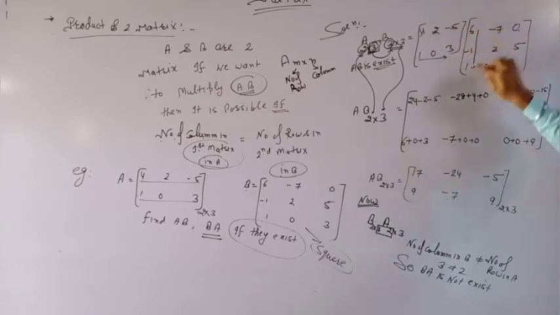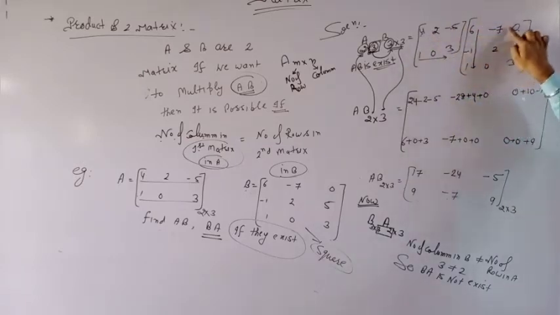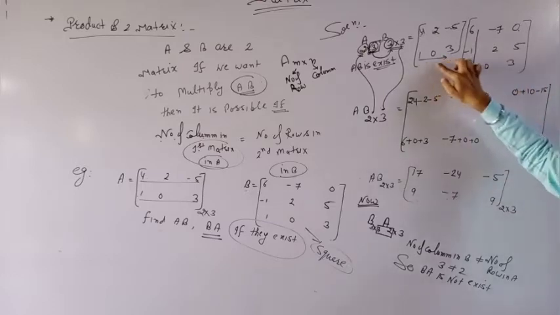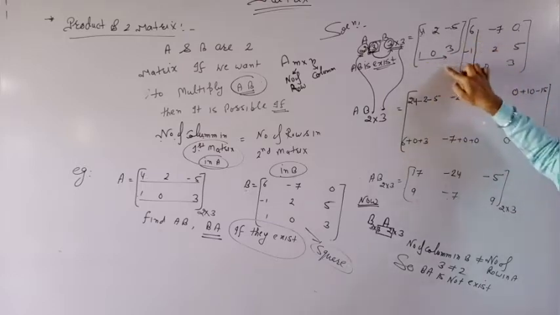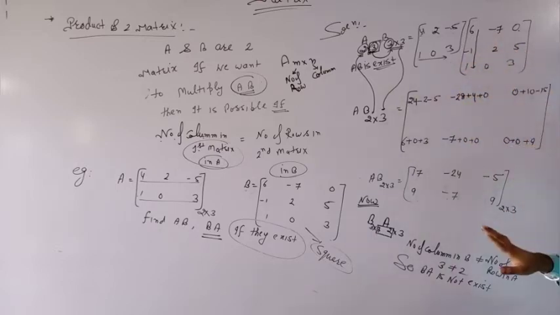First row first column 1 1, first row second column 1 2, first row third column 1 3, second row first column 2 1, second row second column 2 2, second row third column 2 3. Write this down, then we will discuss further.